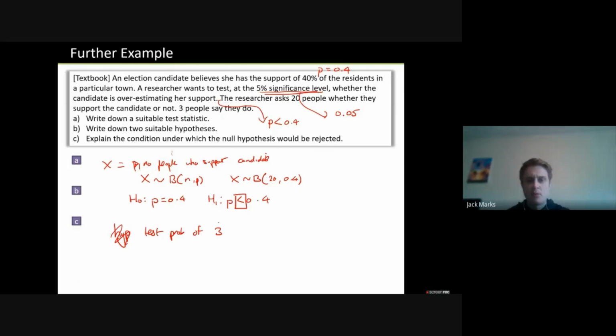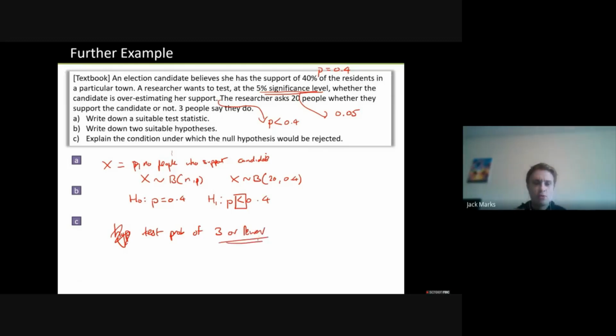So 3 people, if you're talking about 40% of 20, what are you talking about? You're talking about slightly less than 10 people? Well, 3 people is a lot less. So it sounds like it's quite extreme. So we need to look at the probability of 3 or fewer.